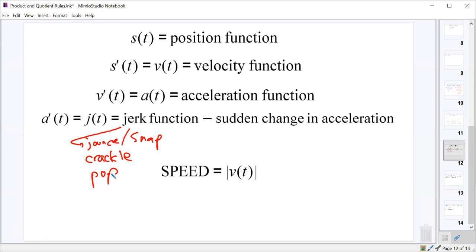Snap, crackle, pop. Not sure why that's the deal, but that's the deal. Those are the derivatives of jerk. Anybody know the derivative of pop? Goes back to velocity then after that. No. Nobody? The derivative of pop?